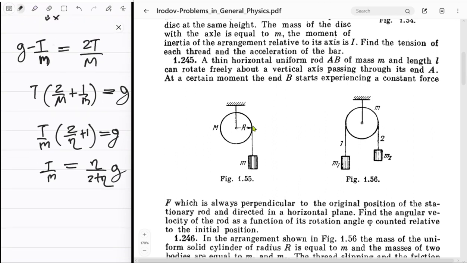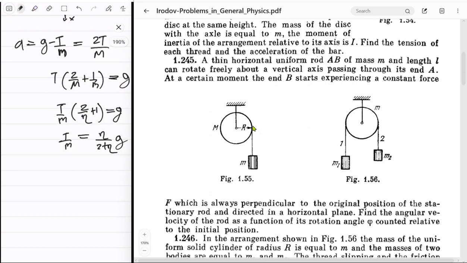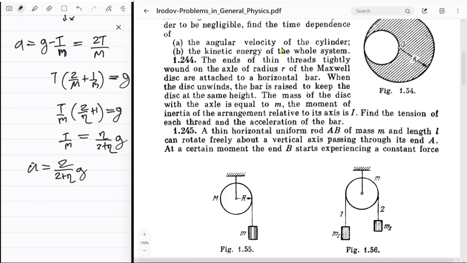Just put that in this thing and get the acceleration of the small m guy. So g minus this guy, which is 2 upon 2 plus eta times g. That's what the acceleration is. Now, what do you want? You want the angular velocity of the cylinder as a function of time.